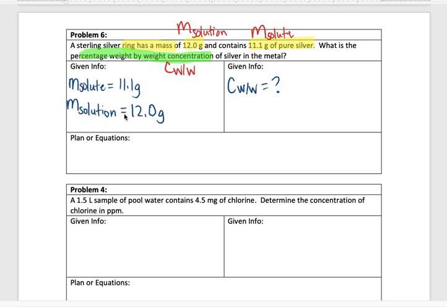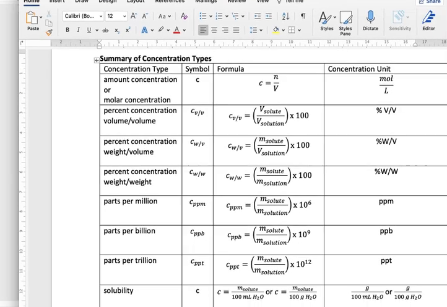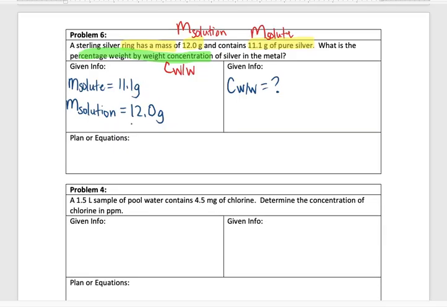So solute's 11.1, the solution, the overall, is 12 grams. We need to find the weight per weight concentration. Okay, so we'll go to our table here, weight by weight. It is looking like this one here. So mass of solute over solution times 100. Again, we'll solve it later, but you just want to set the question up once you know what to do here. Just plugging it in and finding the missing value is not too bad.